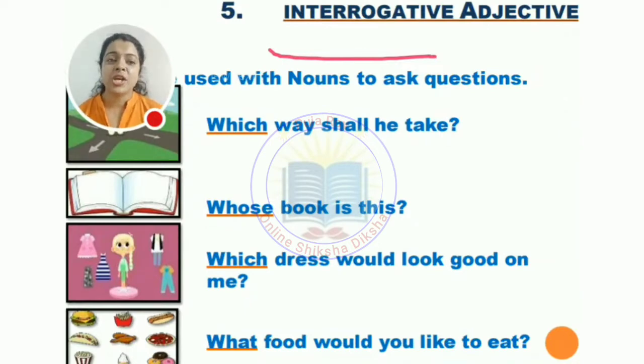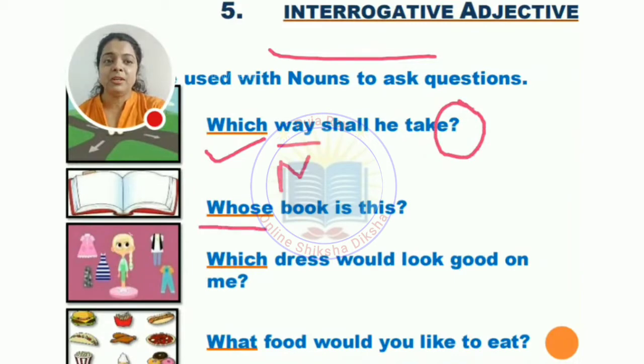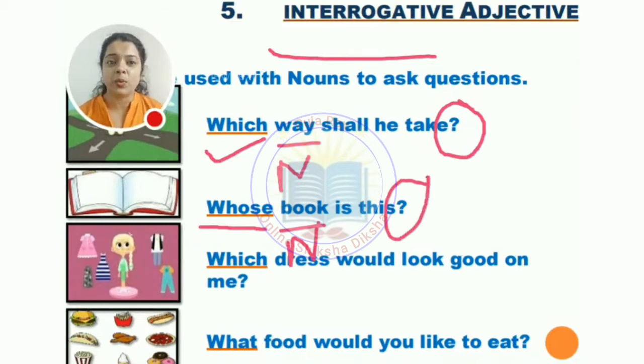Which way shall he take? Whose book is this? Which dress would look good on me? And what food would you like to eat? What happened? The sentence started with the word which. Just after that comes a noun, and the sentence ends in a question mark. I repeat, interrogative word, after that comes a noun, and it ends in a question mark. If any sentence has this kind of sequence, then it is definitely an interrogative adjective.